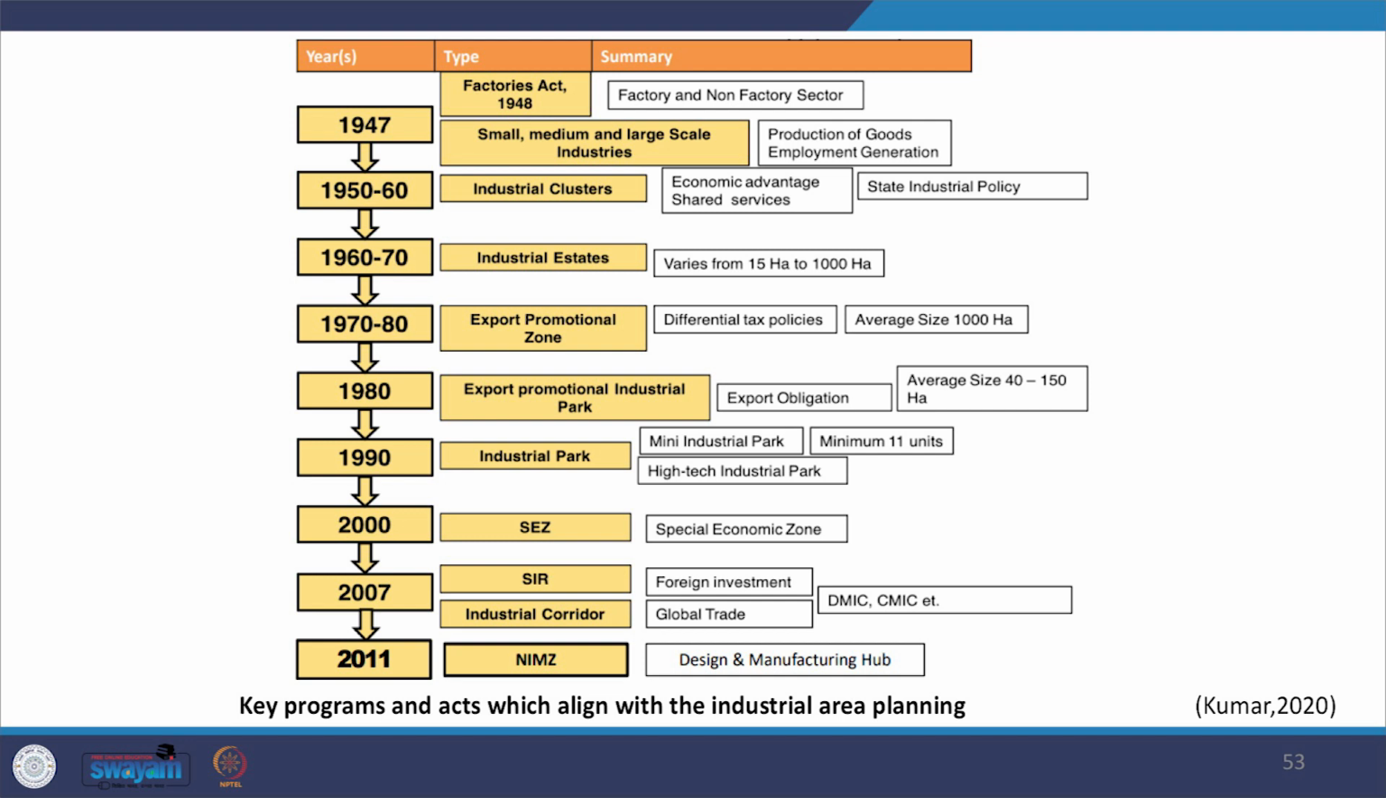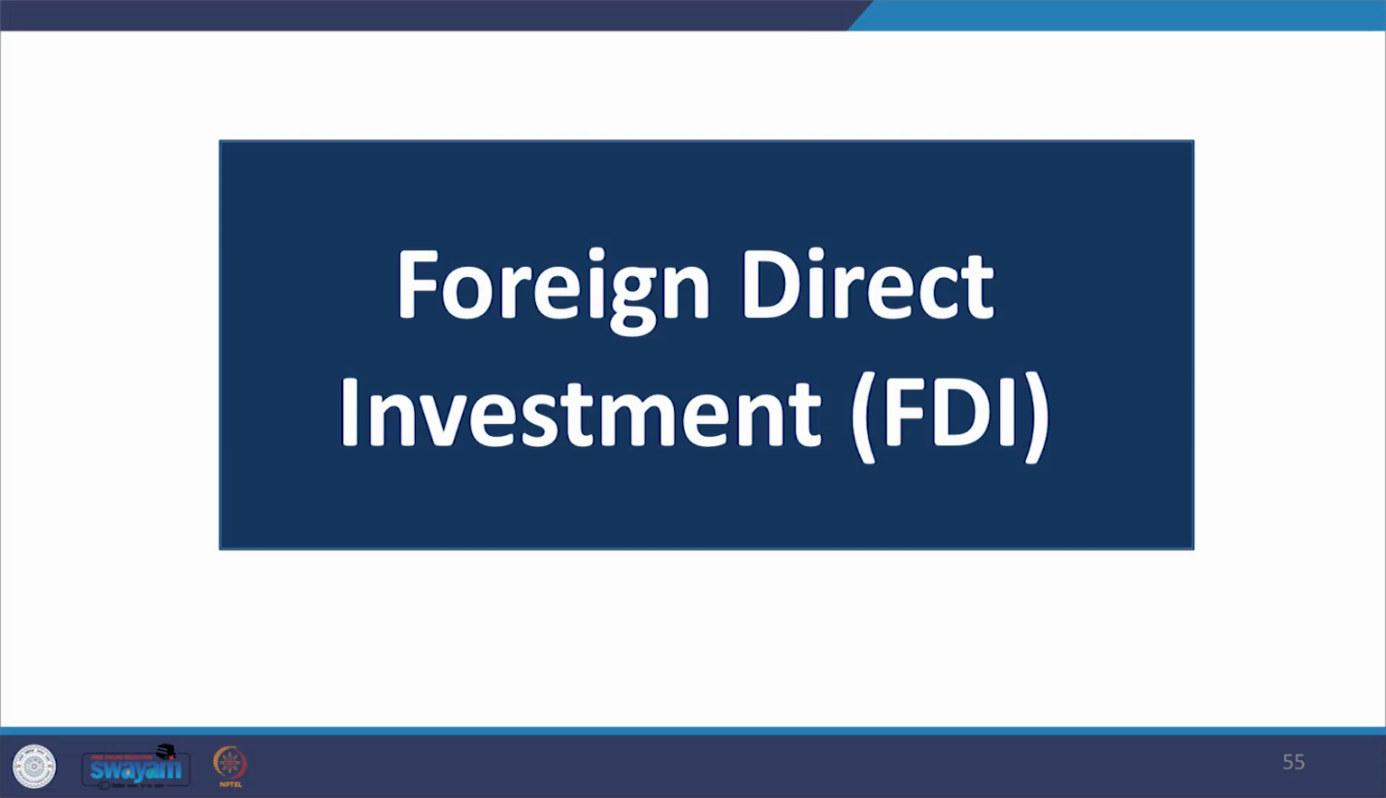Moving on, here we also see various key programs and acts which align with the industrial area planning, taken from the research work of Professor Abhishek. So you can see all these area planning, different schemes and acts which came up, which focused, moving from the Factory Act to small, medium and large scale industries, and all these SEZ and SI are coming in. Moving forward, now let us look into India's policy for foreign direct investment.